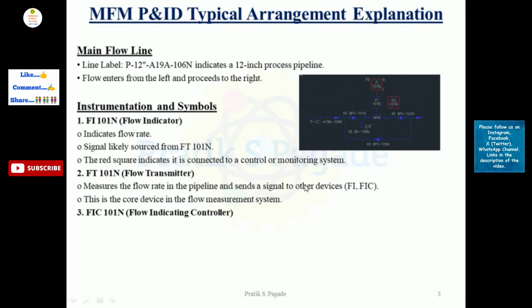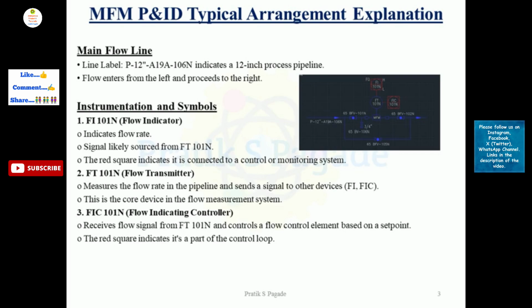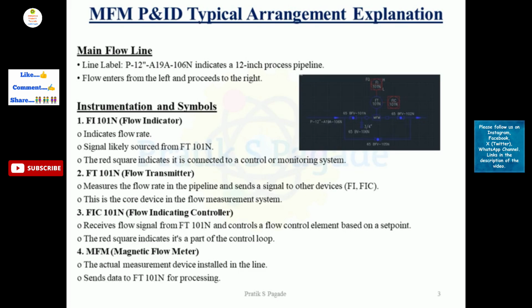FIC, flow indicating controller, this one receives the signal from FT101N and controls the flow control element based on a set point. As I told you, we had taken the example of flow control valve. Okay, so the red square indicates it's part of the control loop. Here we have used DCS. Okay, in this case, so MFM is the magnetic flow meter, the actual measurement device installed in the line. Okay, as I told you, sends the data to the FT, flow transmitter, for processing.